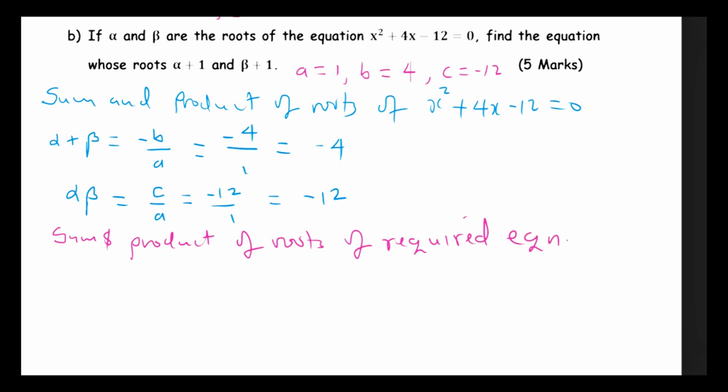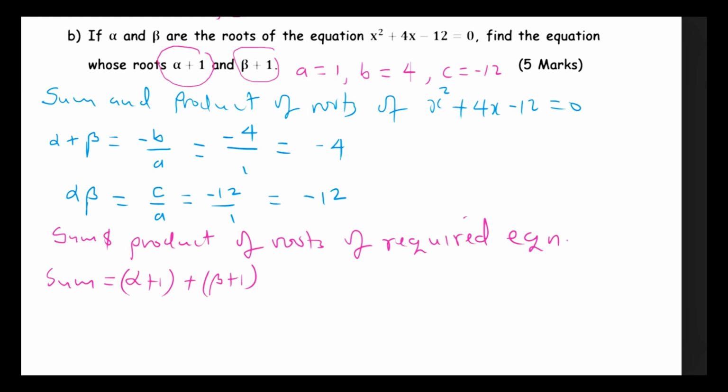So the sum of roots of the required equation, just take the two roots that you have here. The first root is alpha plus 1, and then you add it to the next, which is beta plus 1. So remember, you do not know the value of alpha, you do not know the value of beta, but you can obtain alpha plus beta and you can obtain alpha beta. So you manipulate this expression so that it fits what you have. So let us do that.